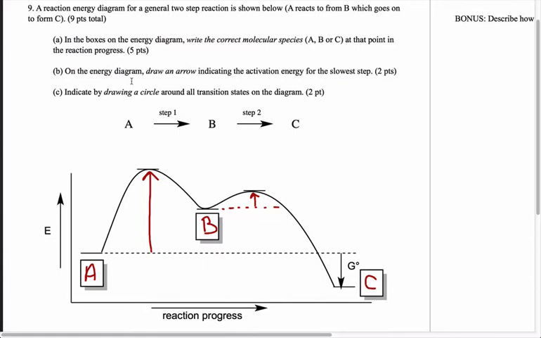The last part of this problem was to draw or circle around all of the transition states. So a transition state is the point at the highest part of the graph. So there's a transition state, and there's a transition state. The transition state between A to B here, and the transition state between B and C here. This is not a transition state. B is actually an intermediate. It's the bottom of an energy well, a local minimum. And that's describing an actual intermediate in a reaction, not a state of transition between two species.